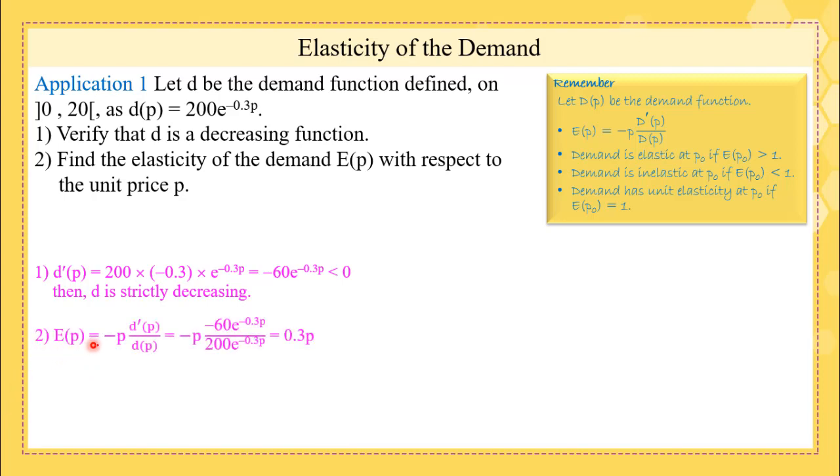Solution. E of P equals minus P D prime of P over D of P. Then we substitute the expressions of D prime of P and D of P in the rule of E of P. Then we get E of P equals 0.3P^3.